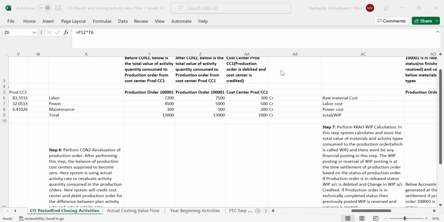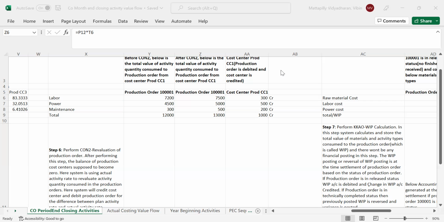So in the month end closing activities we had a few checkpoints. One of the checkpoints is after actual assessment cycle, where values flow from common cost center to production cost centers. After that process, we make sure that all common cost center balances are zero, right?